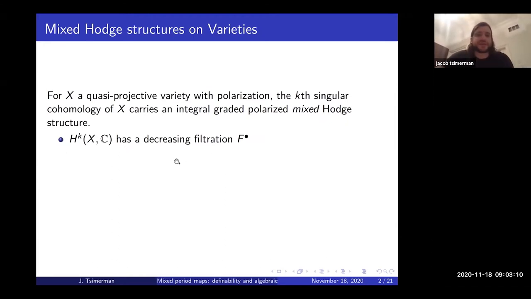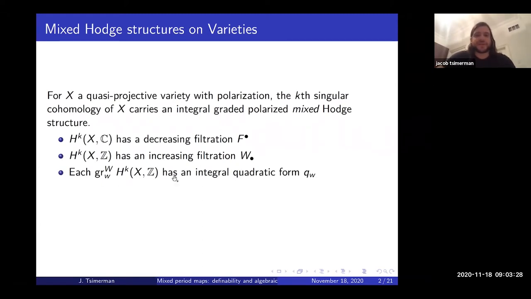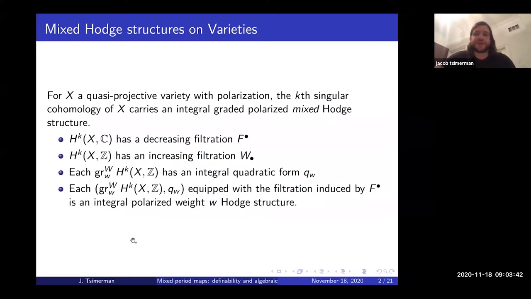And what this is: look at its cohomology and you can give it a decreasing filtration F, like in the case for a regular Hodge structure, but now it also has an increasing filtration, which I'm going to call W. The idea is that on each graded piece for the weight filtration, you have an integral quadratic form Q sub W. So this is the polarization. And moreover, on each graded piece, there's some compatibility between this Hodge filtration F and this weight filtration W that I'm not going to write down exactly. But essentially, if you look at the induced filtration by F, what you get is an integral polarized pure Hodge structure of weight W. So this is the kind of thing that you get on an arbitrary variety, which replaces the Hodge structure for a smooth projective variety. And we want to study these in families like before.